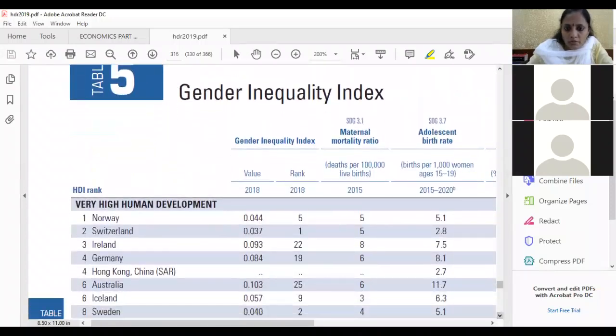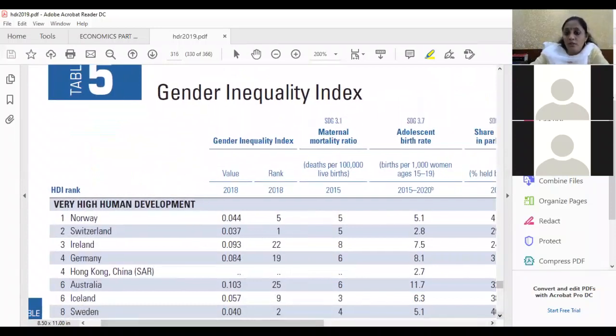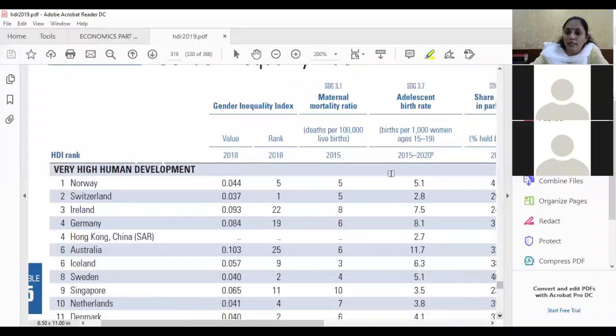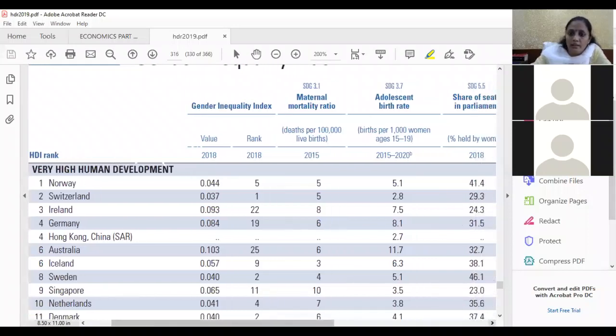And the fourth indicator, which is about the gender inequality index, you can see that I mentioned the maternal mortality ratio, deaths per 1 lakh live births, which should be lesser than 100. But you can see in the very high human development countries, it is in single numbers. It is a very good situation for them. 5, 8 and so on only. But you can look at the other indicators also.